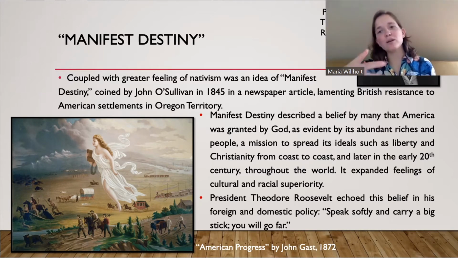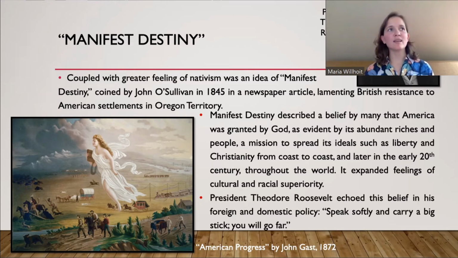And President Theodore Roosevelt later carried this idea of kind of like expanding American liberty and ideas to the world. He had a famous phrase in foreign and domestic policy: speak softly and carry a big stick, you will go far.